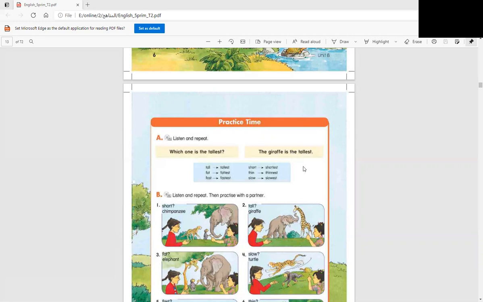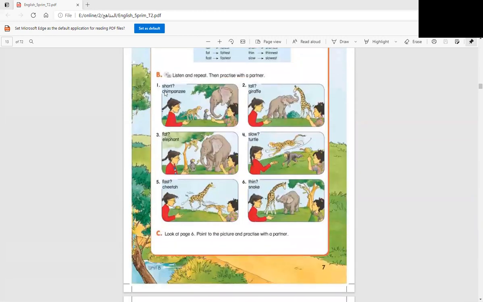Okay. When we have an adjective that ends with a vowel plus consonant, we double the last letter. Like what? Like thin, thinnest. Fat, fattest. Okay. We double the last letter because the adjective ends with the vowel, letter A, plus the consonant T, so we double the last letter and we add EST.